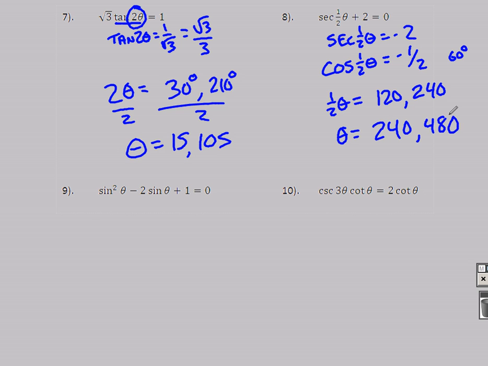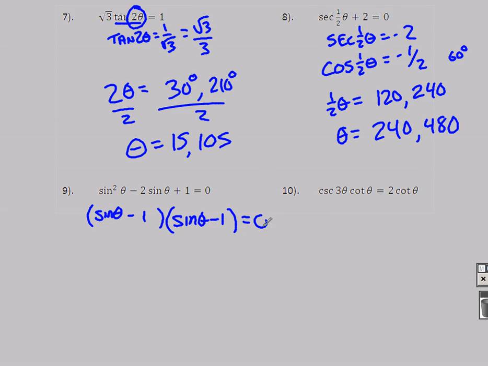Number 9, I had a quadratic, and there's nothing I can pull out of everything, so I want to think of this as 2 big factors being equal to 0. So in this one, we want factors of 1 that add to negative 2. Well, that's going to be negative 1 and 1. Also negative 1, I should say. Negative 1 and negative 1.